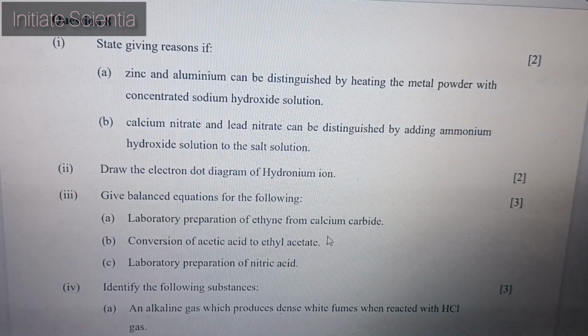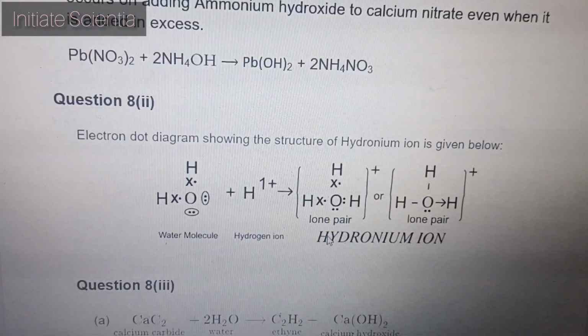Draw the electron dot diagram of hydronium ion. Electron dot diagram showing the structure of hydronium ion is as given below.